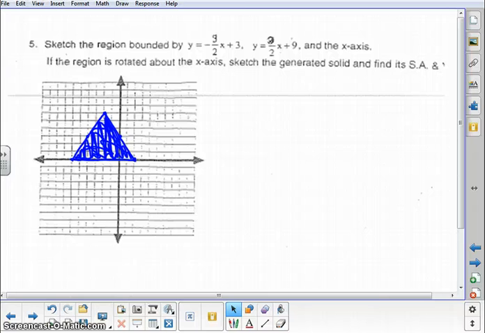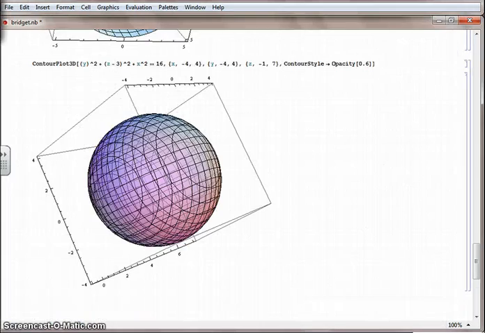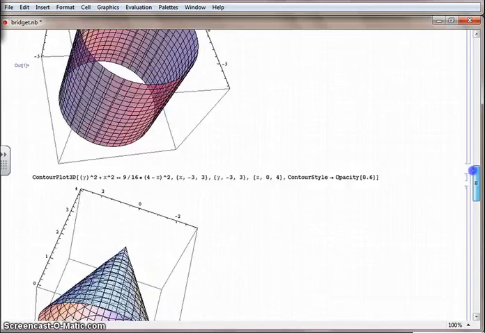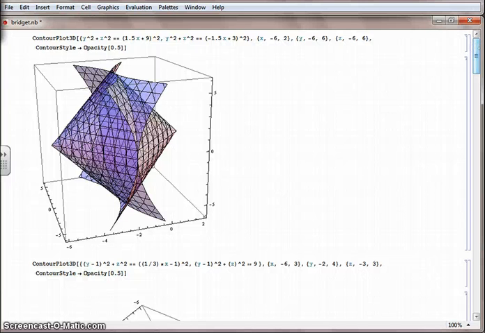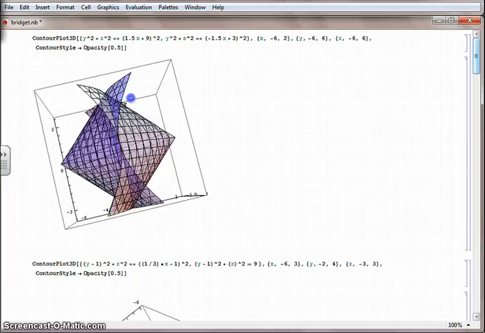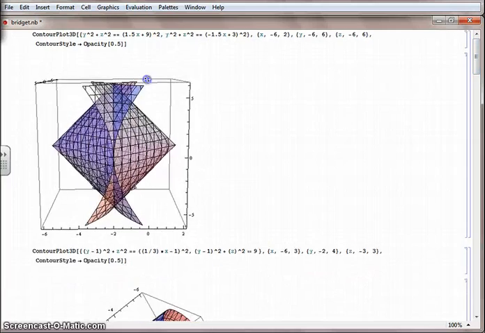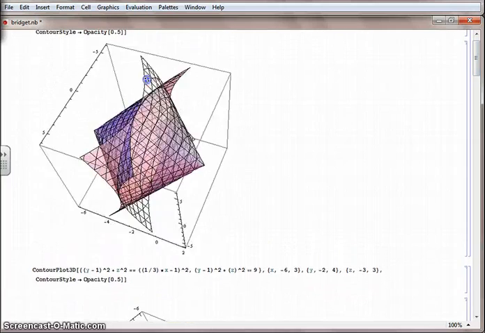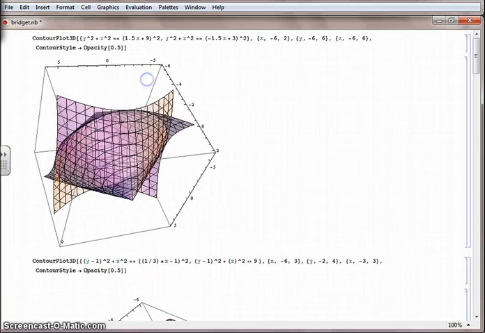So then this triangle, when it rotates around the x-axis, is going to look something like this. Let me go all the way up to the top. Now in Mathematica, there's going to be a little bit of overlapping, but you can see, if I can get this to be flat, maybe look more like the picture. Hold on just a second.